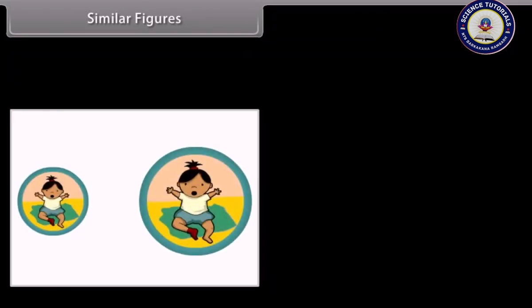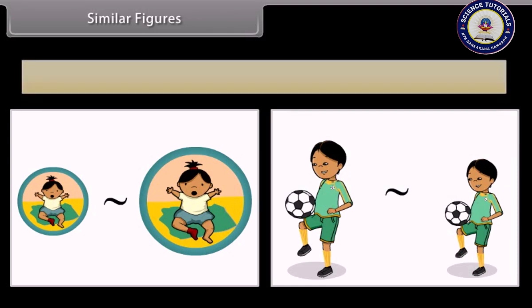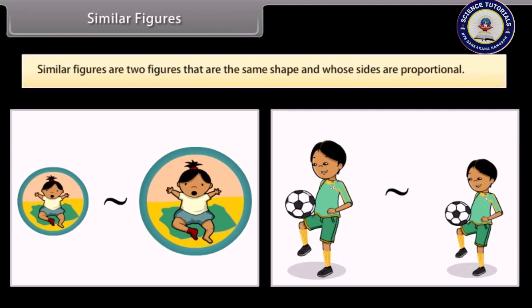When you have a photograph enlarged, you make a similar photograph. A photograph can also be shrunk to produce a slide. So, similar figures are two figures that are the same shape and whose sides are proportional.